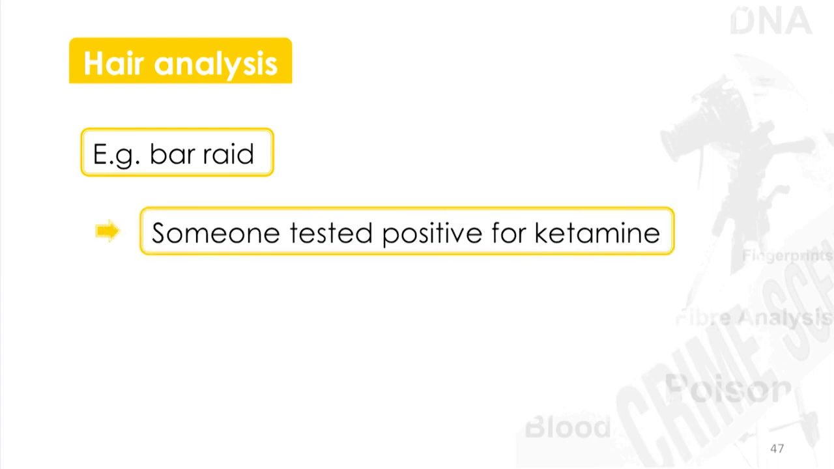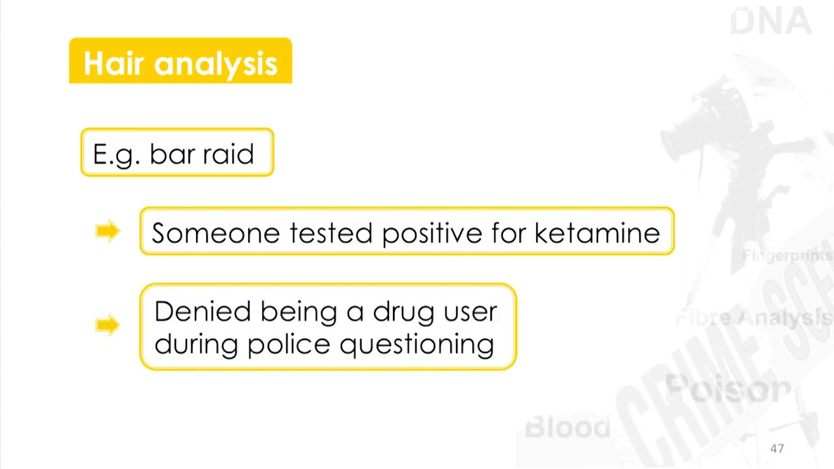For instance, a disreputable bar is raided by the police. The people in the bar are required to give urine samples. Someone is found to be positive for a drug, let's say it's ketamine. They're questioned by the police, and they deny that they're a ketamine user, and they say that maybe somebody slipped the stuff in their drink that evening. How can we find out whether they're telling the truth?